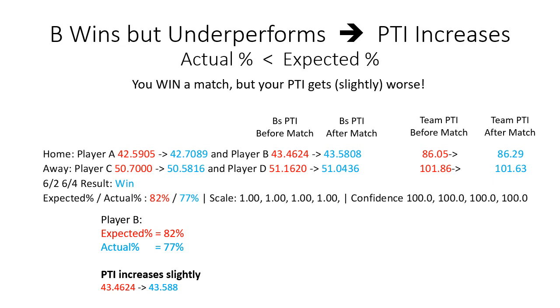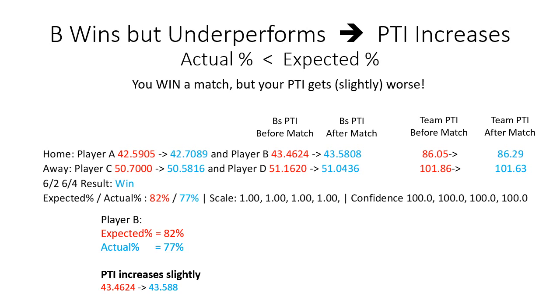A goes from 42.5905 to 42.7089, and B goes from 43.4624 to 43.5808. This is a change, but notice it's a small change.